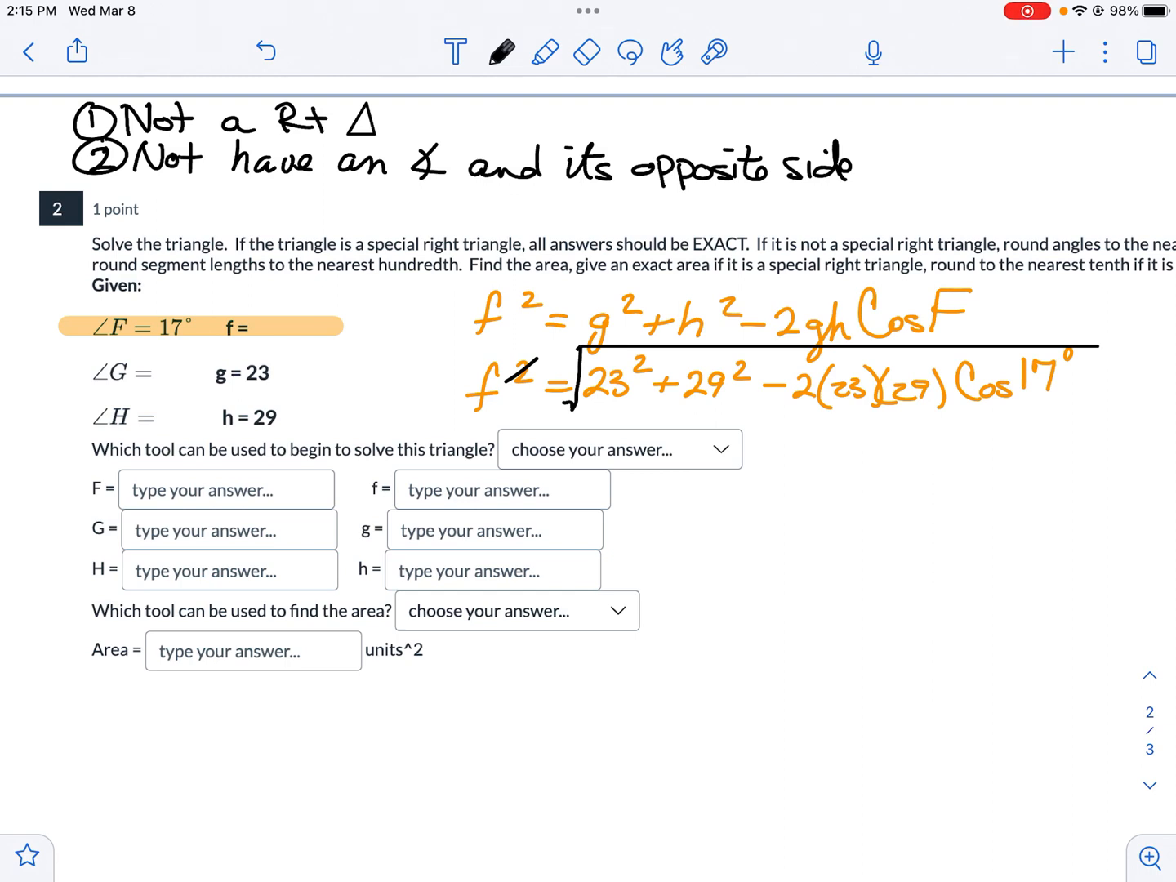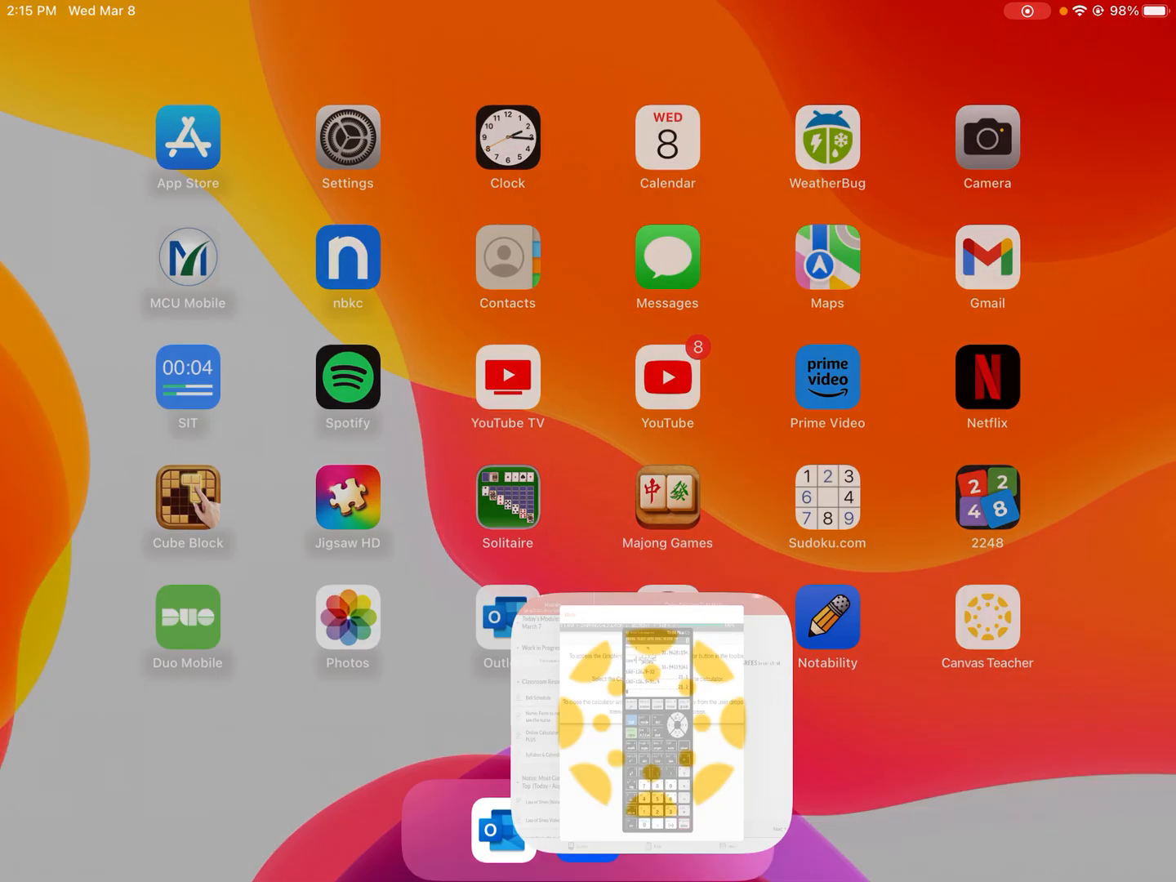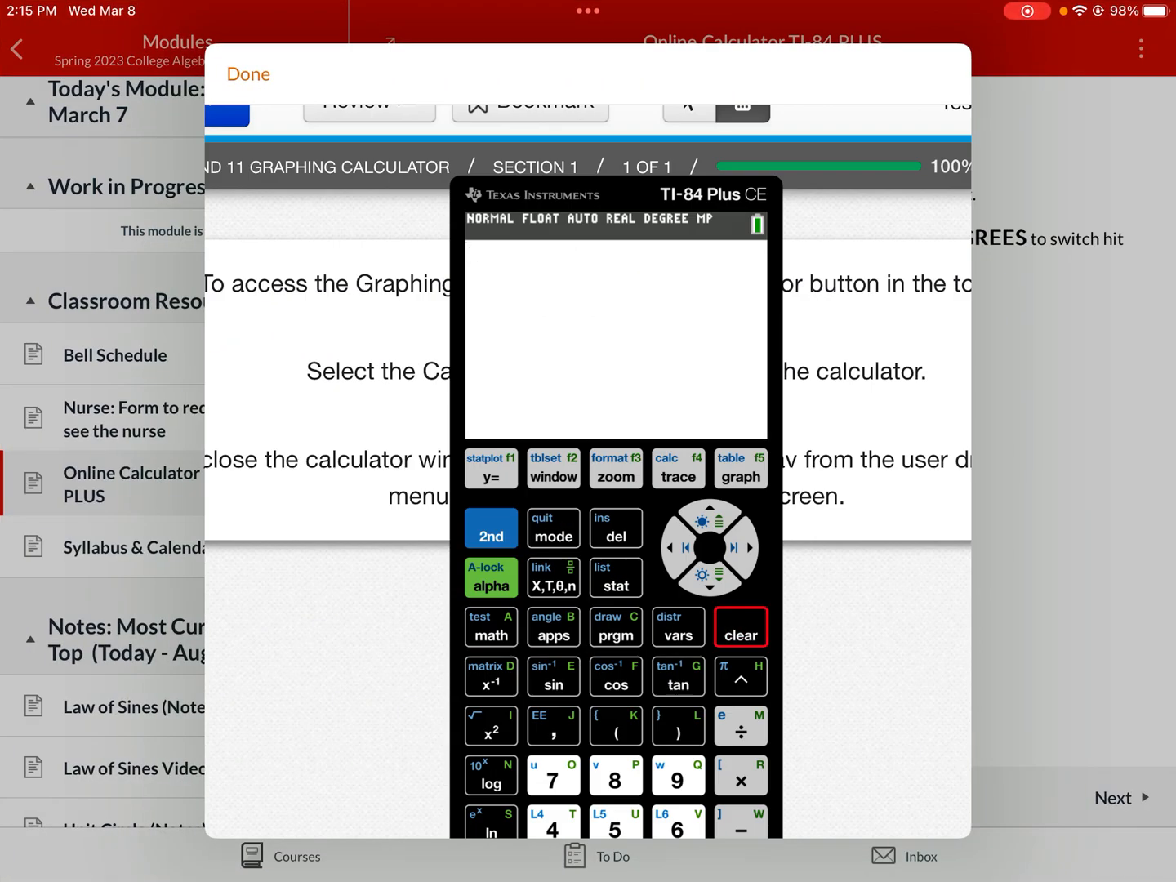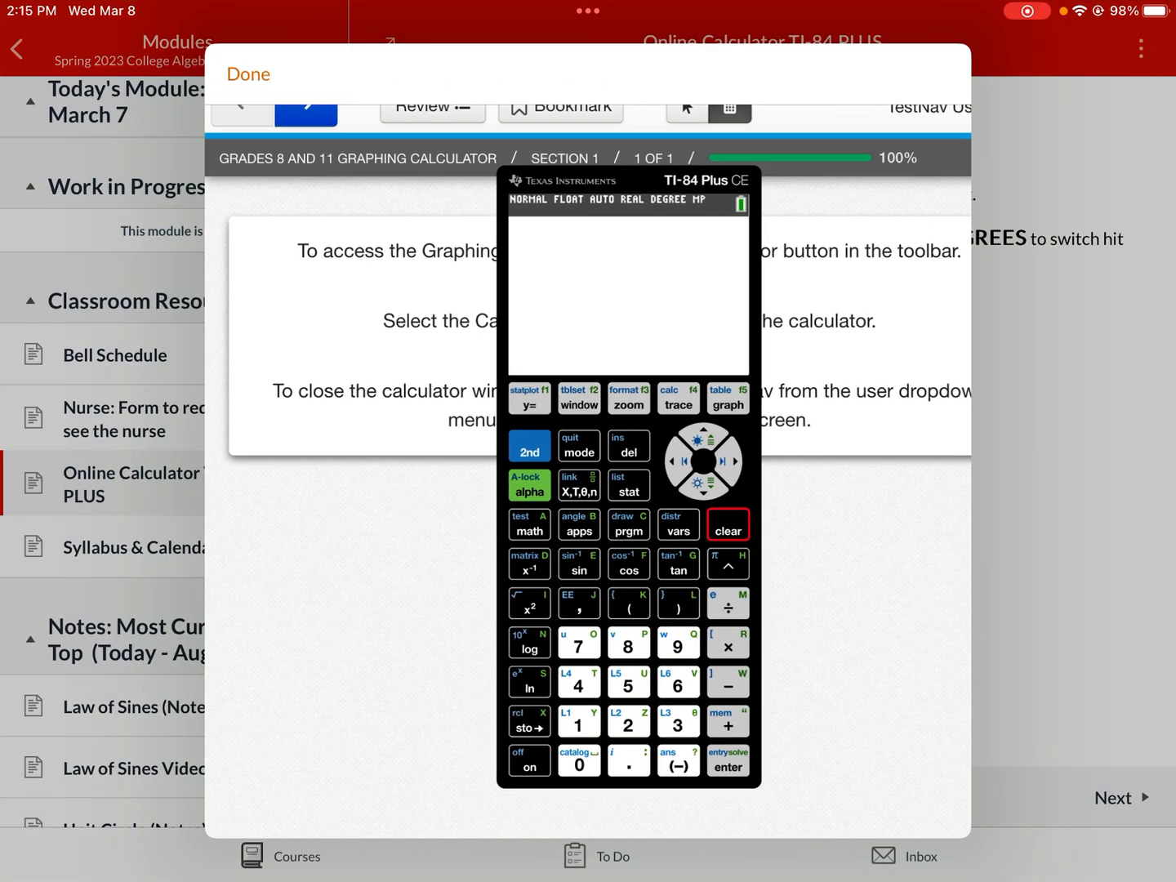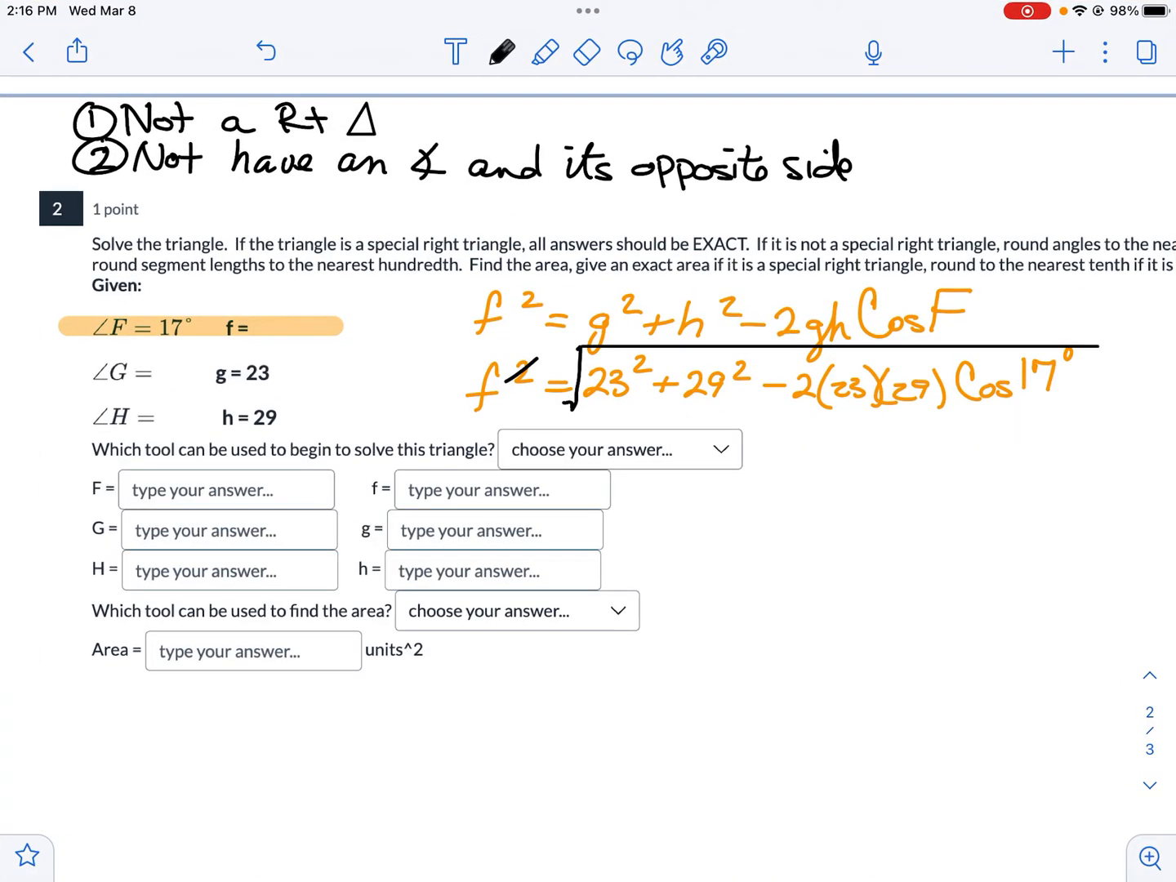And so on my calculator, I'm going to go straight to it. I'm going to say I want the square root of 23 having been squared plus 29 having been squared minus twice times 23 times 29 cosine of the angle I was given, which was 17. And I'm going to hit enter, and I'm going to get 9.71. So 9.71 is going to be my answer.